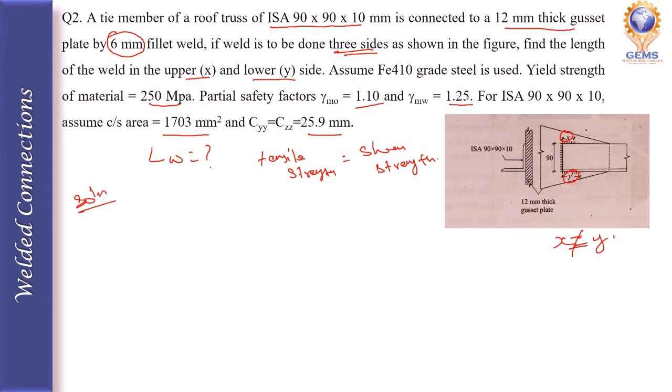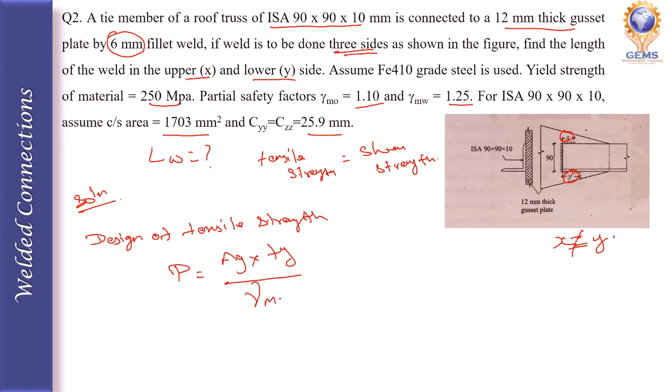Solution. First we have to do the design of tensile strength. What is the formula? Ag into Fy by partial safety factor. Here the Ag value is given: 1703 into Fy 250 by 1.10. Thus we get 387 kilonewton.